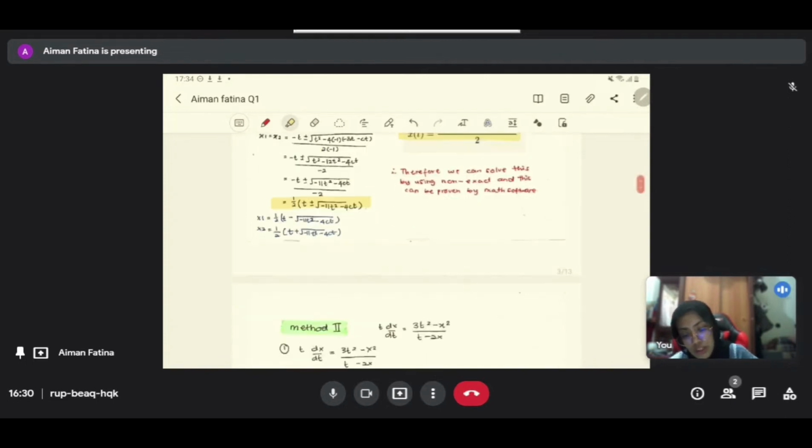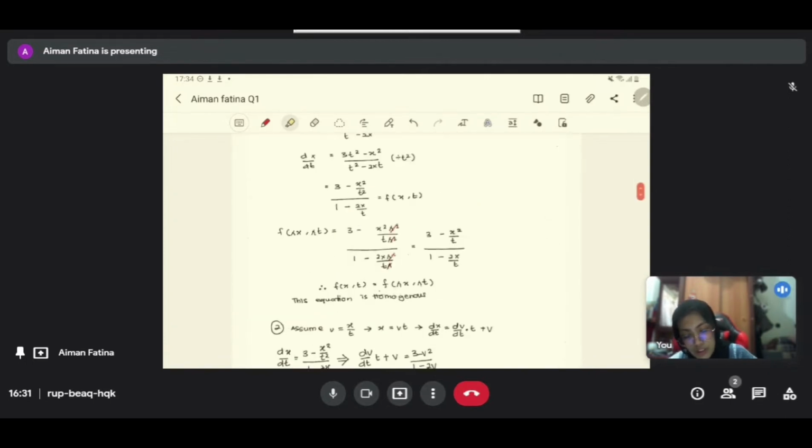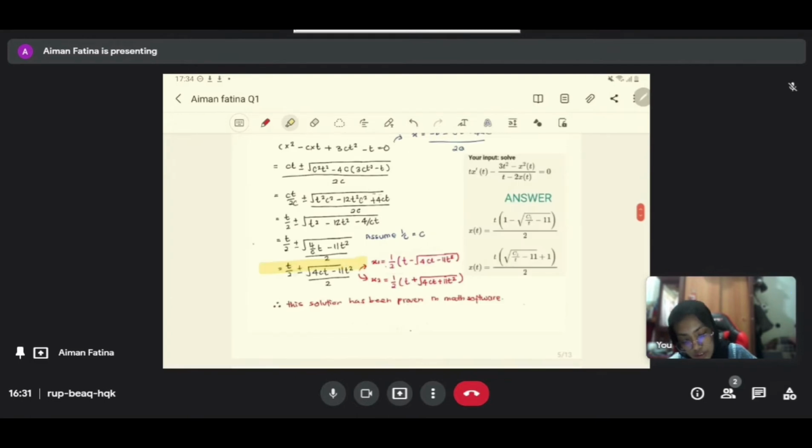For method 2, I am using the homogeneous equation, and this is the final answer, also the same as the simulation. Therefore, we can conclude that the equation in 1A number 1 is a homogeneous equation but non-exact and non-separable. Therefore, this is still an ODE.